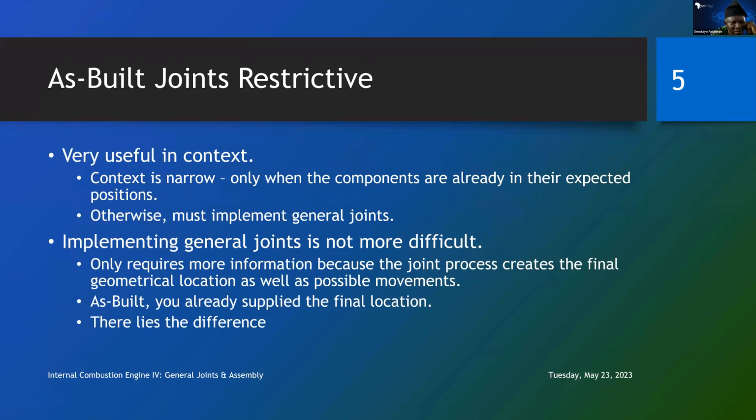As-built joints are good, but they are restrictive. They are very useful in their context. The context is narrow, and it applies only when the components are already in their expected positions. Otherwise, you need general joints.